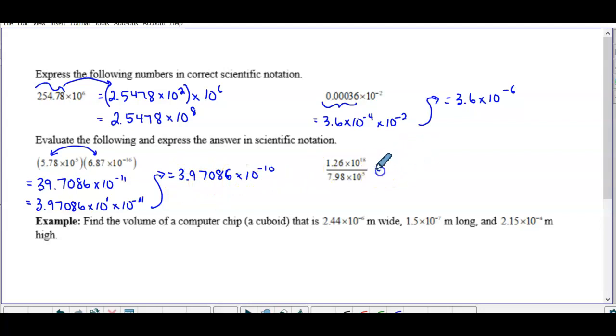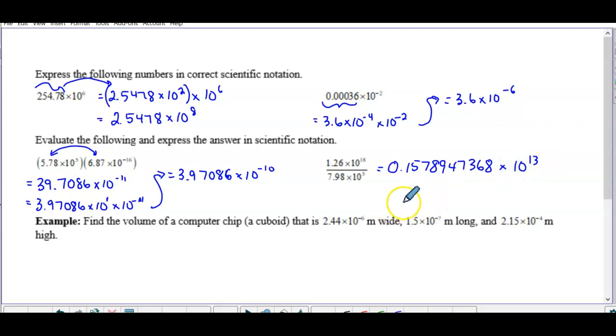And then here, dividing, divide the coefficients. So 1.26 divided by 7.98. Now, it doesn't say what to round to. So this is what I get on my calculator. Usually it'll tell you what to round to, but I'm going to keep it like that. And then here, simplifying the powers, that would be 10 to the 13.